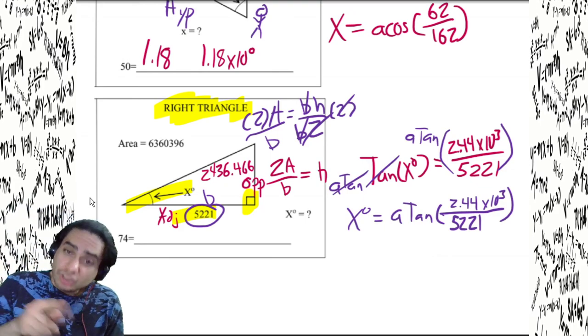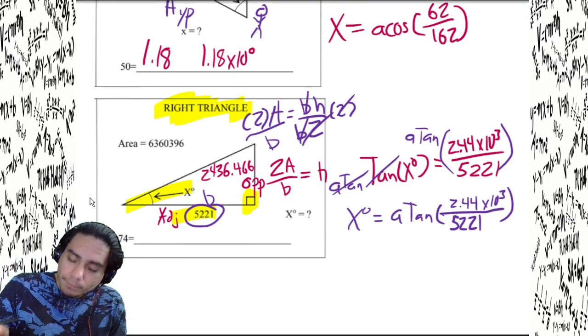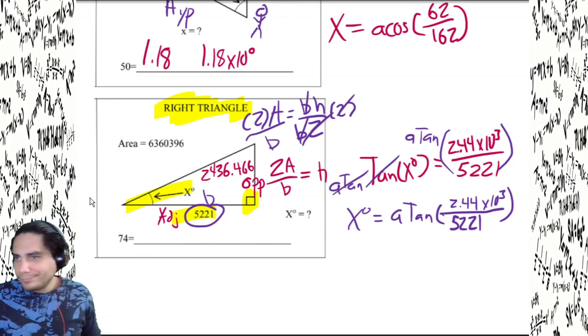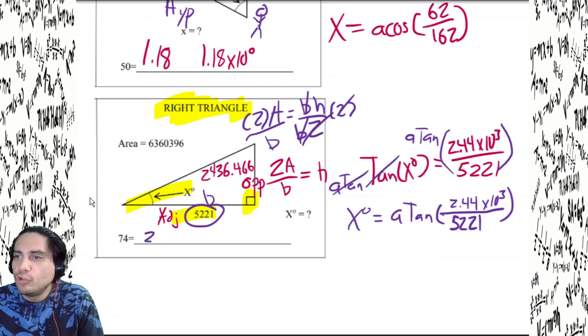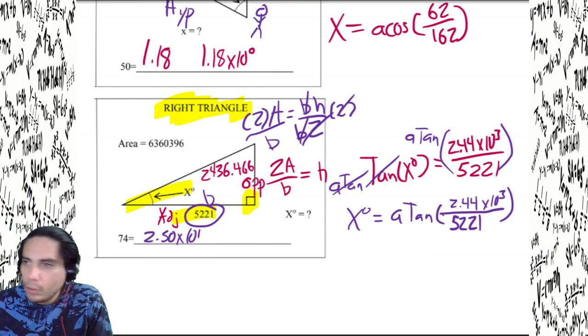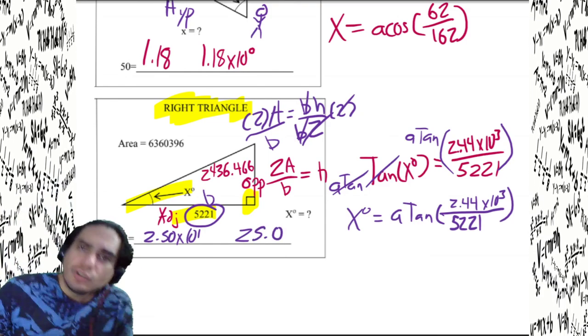Okay, so it's still in my calculator. I'm gonna hit 5221, divide, boom. Immediately, inverse tan function, find the angle. The answer is 2.50 times 10 to the first, or 25.0. Look, ladies and gentlemen, SOHCAHTOA is cake.